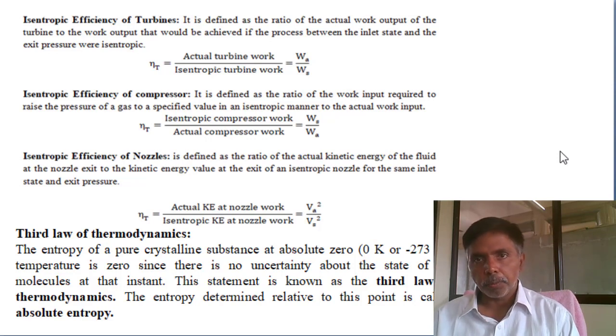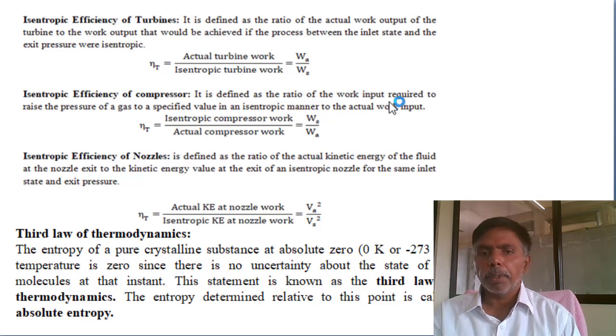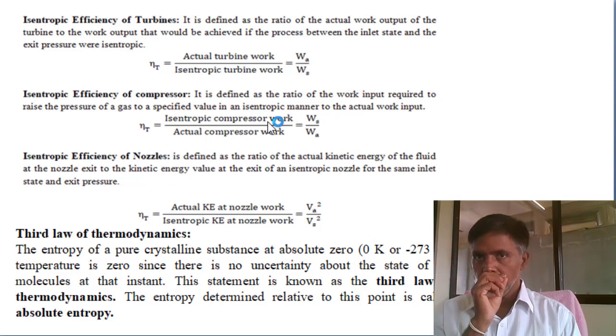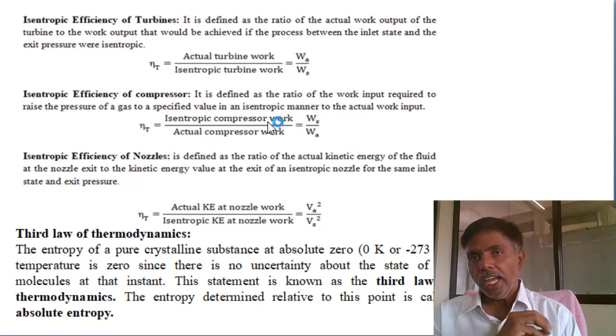Like the compressor also. In a compressor we are calculating energy input. In the actual case some heat loss will occur, so the energy input automatically increases. So the isentropic efficiency of the compressor is equal to the isentropic compressor work input in the isentropic process. Whatever work input we calculate, it is less than the actual work input.